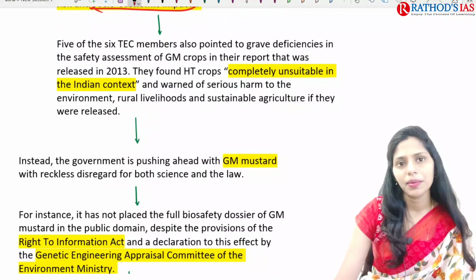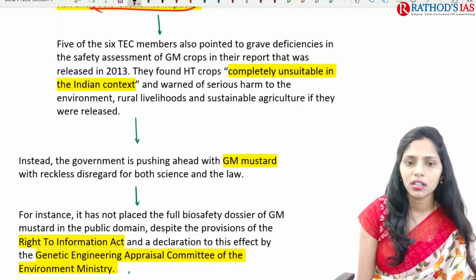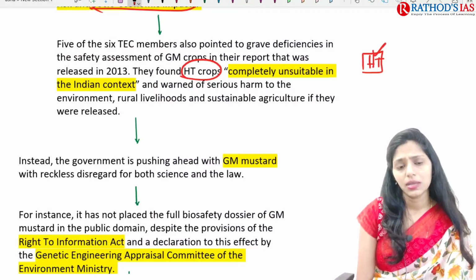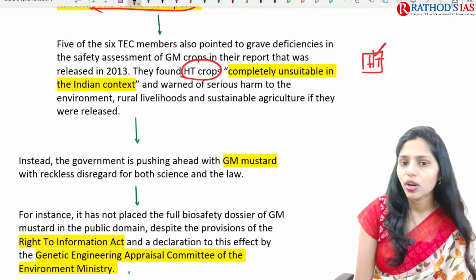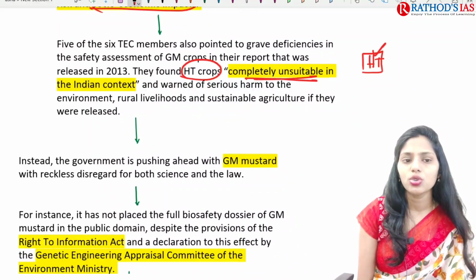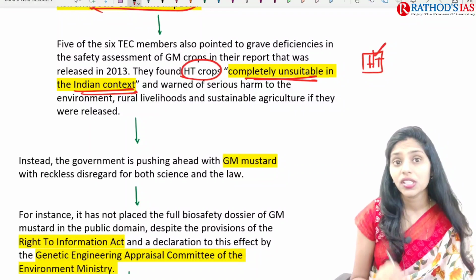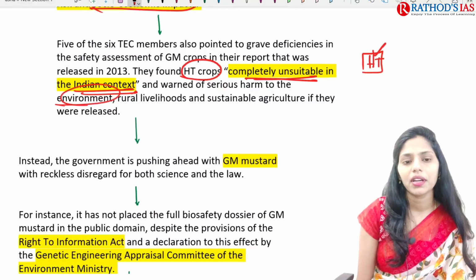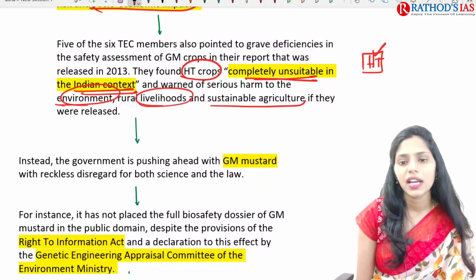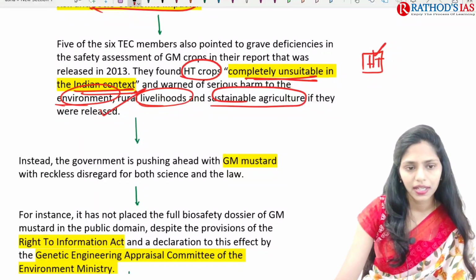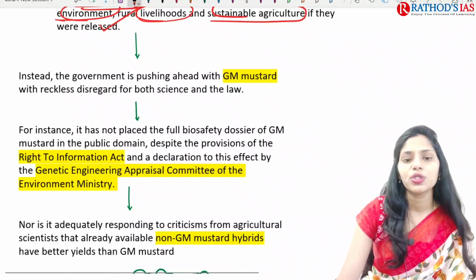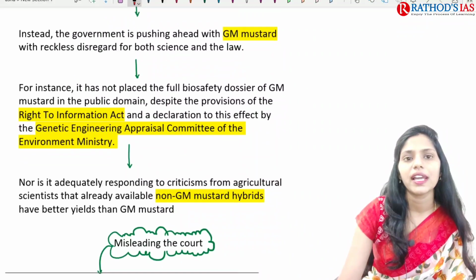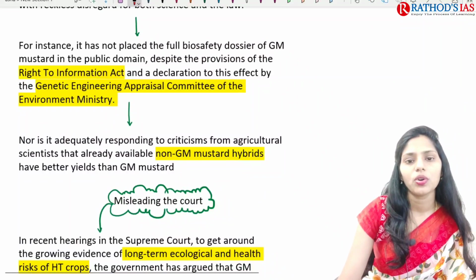This committee said that herbicide tolerant crops, wherever you see HT, that is nothing but herbicide tolerant, are completely unsuitable in the Indian context. The committee warned of serious impact on the environment, rural livelihoods and sustainable agriculture if they were released into the market. Instead, the government is pushing ahead with GM mustard with reckless disregard for the science and the law. This is one important cause of concern.